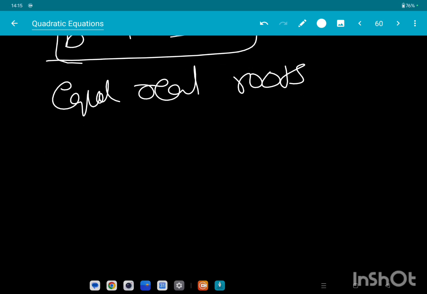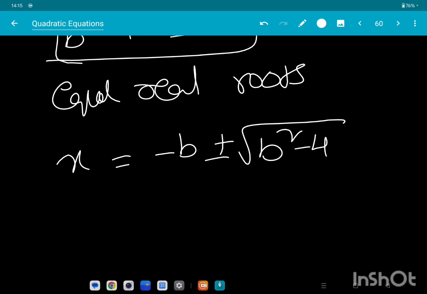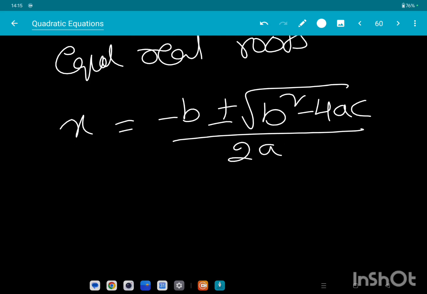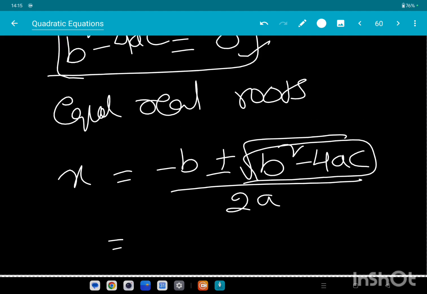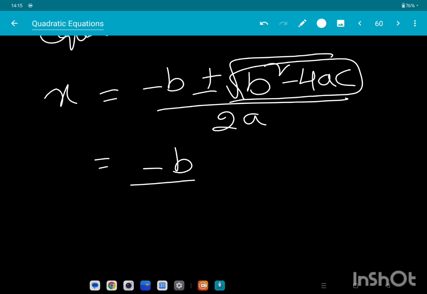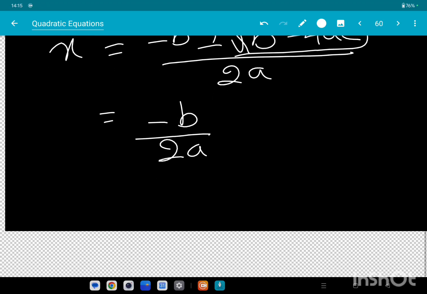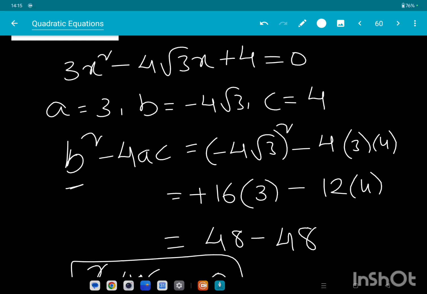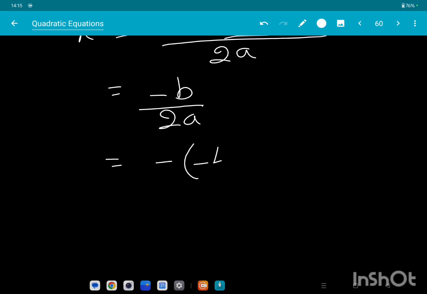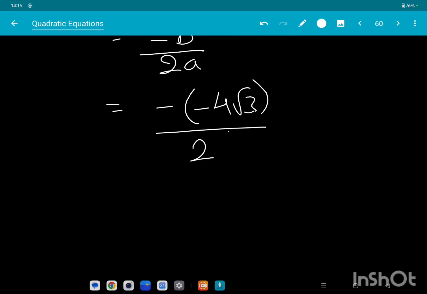Then what is the formula here to find the roots? x is equal to minus b plus or minus root of b square minus 4ac by 2a. This is the formula to find the roots, which we already discussed in the previous video. And here this discriminant value we already found is 0. So we will write minus b divided by 2a directly. What is the b value here? Minus 4 root 3, so minus of minus 4 root 3, divided by 2 into, what is the a value? So here the a value is 3.